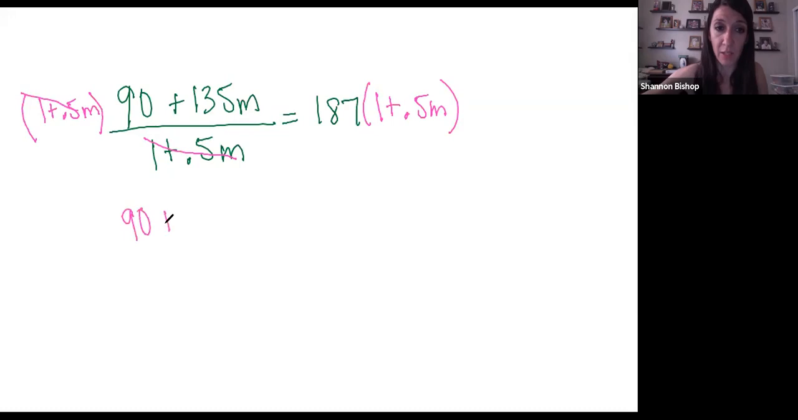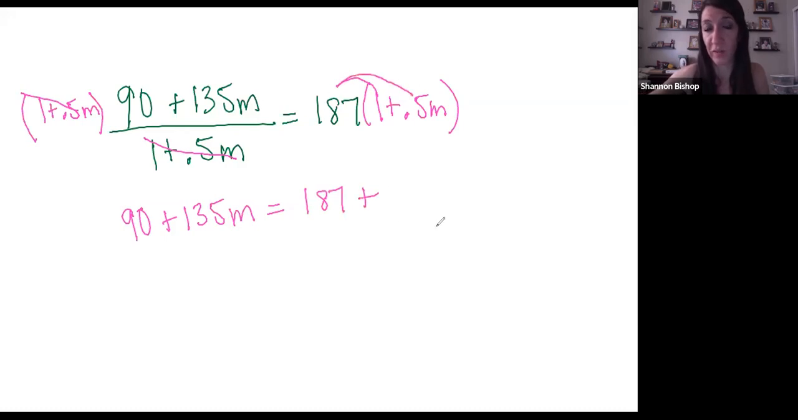Now on the other side though, this time, unfortunately, it is not just a big fat zero. Remember on the horizontal intercept, it just got zeroed out? Well, sorry, this isn't the horizontal intercept. You actually have 187. And notice you're now multiplying the 187 by that entire bottom. So you do need to distribute. So 187 times 1, and also 187 times 0.5.